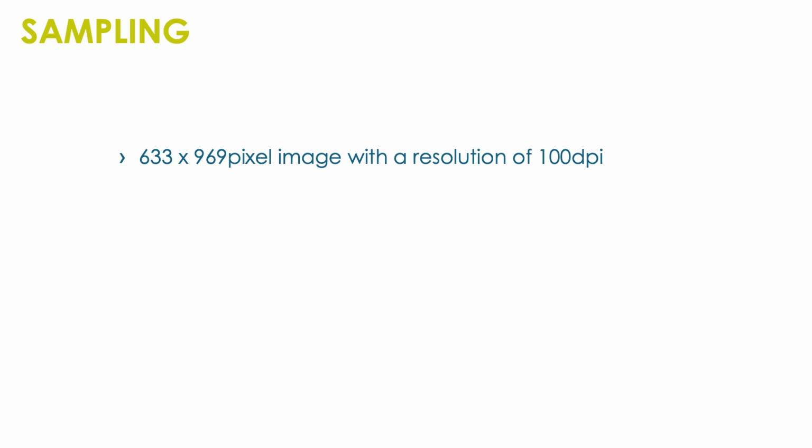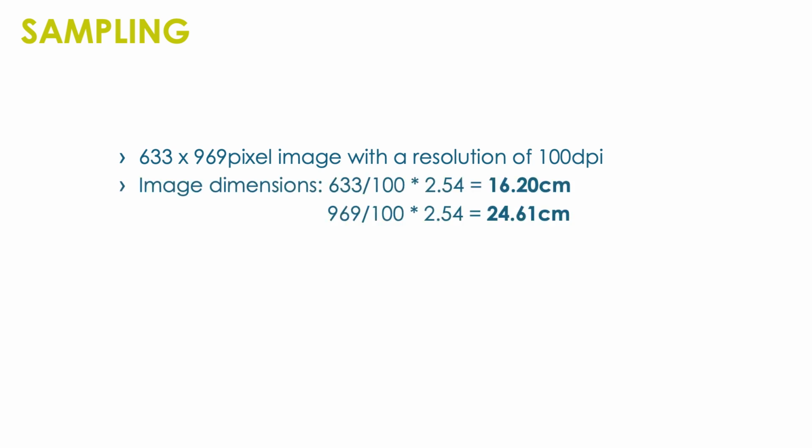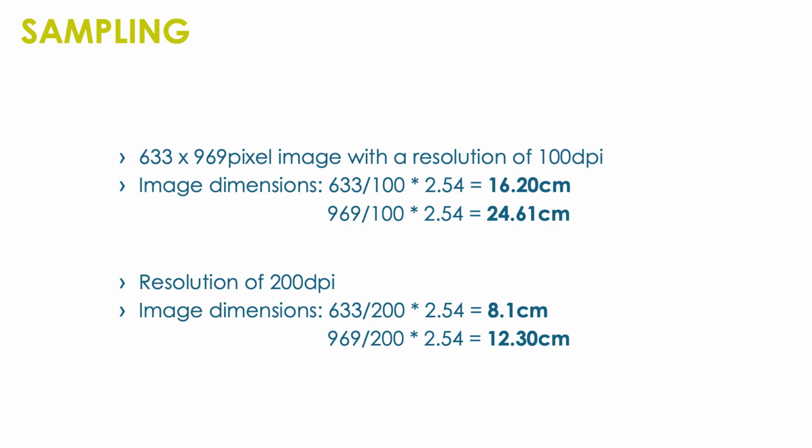There is a relationship between the dimension of the printed image and the DPI. Let's consider an image with a resolution of 633 by 969 pixels, at 100 dpi. The image dimensions in the real world will be 16.20 centimeters by 24.61 centimeters. If instead the resolution is 200 dpi, the resulting dimensions in the real world will be 8.1 centimeters by 12.30 centimeters.